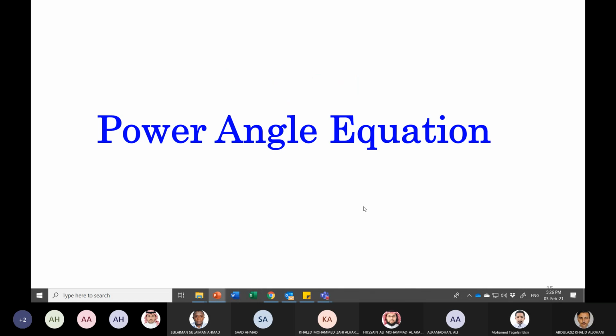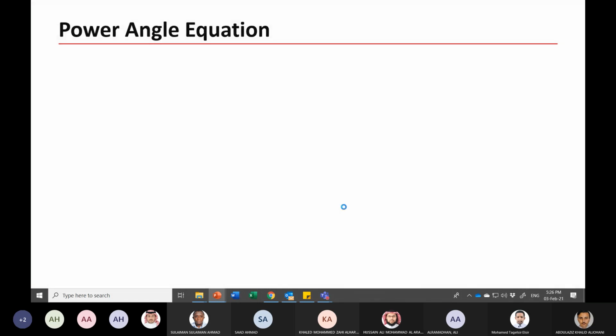Okay, so last class we discussed the simplified model of the synchronous machine, and we checked the stability condition where the angle shouldn't exceed 90 degrees. We also considered the case of two machines, and also the case of multi-machine.